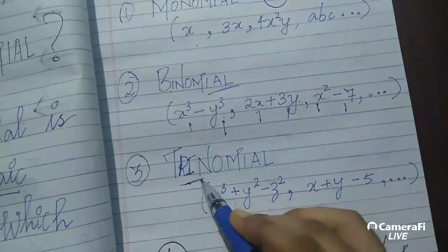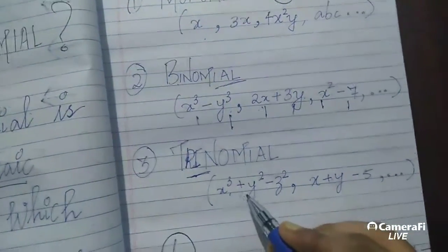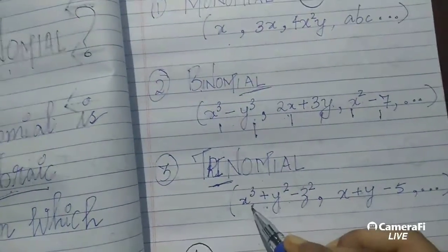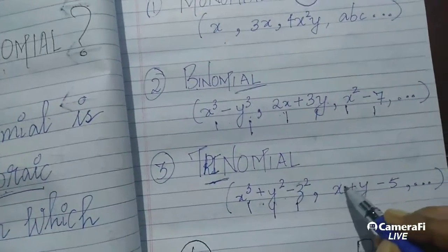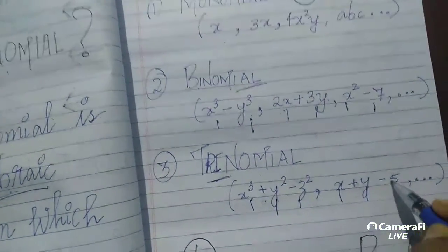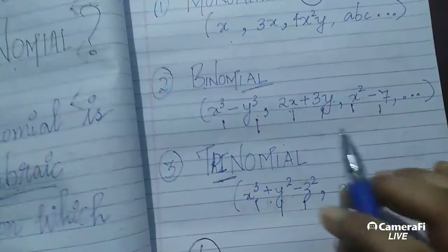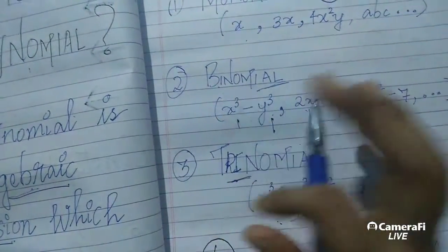Trinomial, as the name suggests, 3 terms. Here you see x cube plus y square minus z square. There are 3 terms. 1, 2, 3. Even over here you see x plus y minus y. 3 terms. Therefore, they come under trinomial. These polynomials consist of 3 terms.